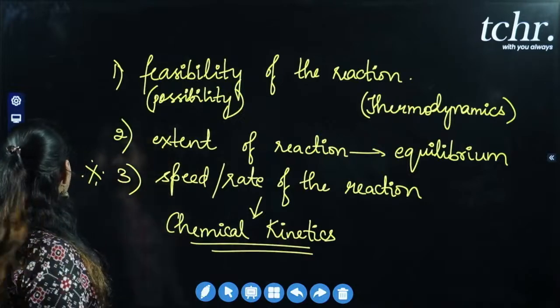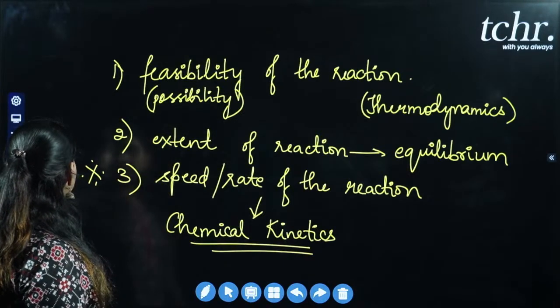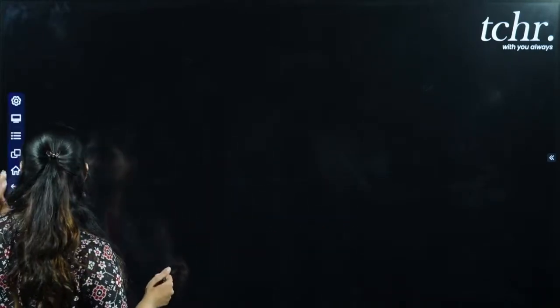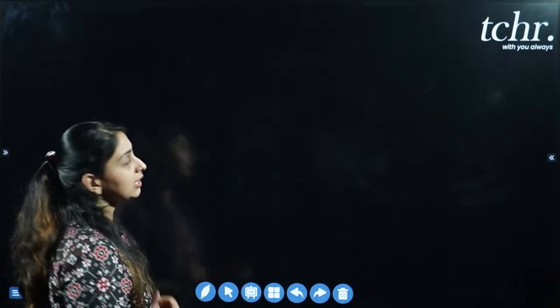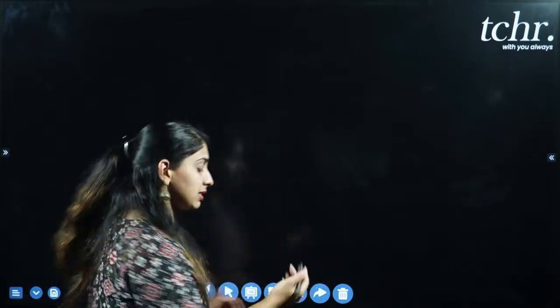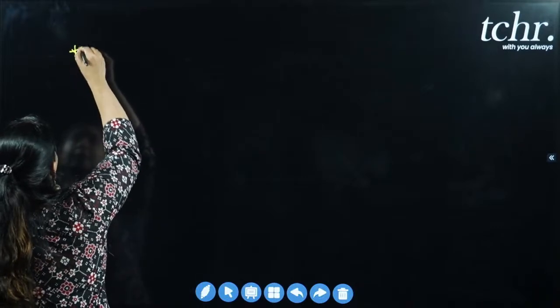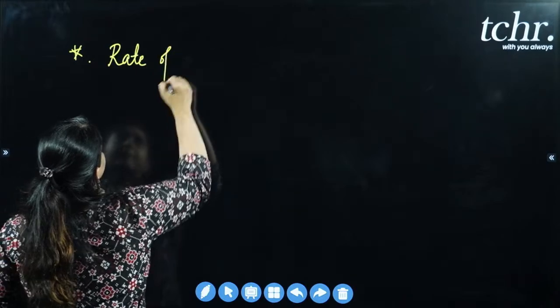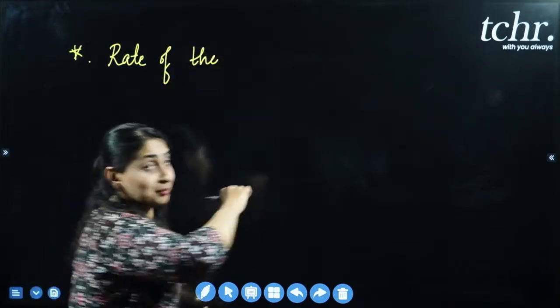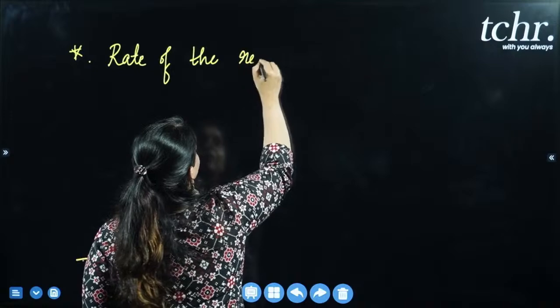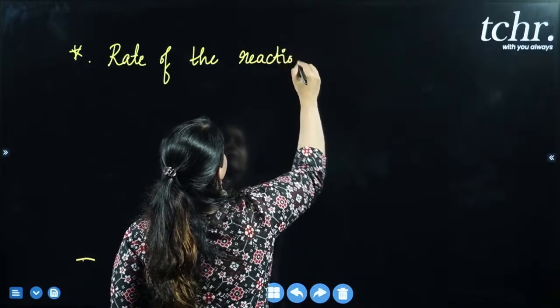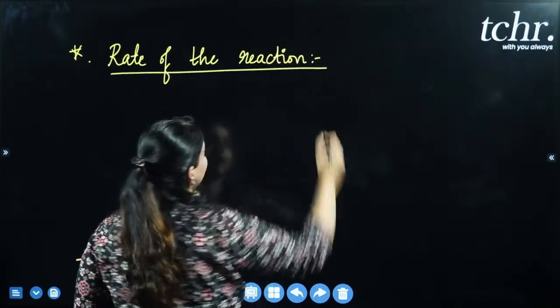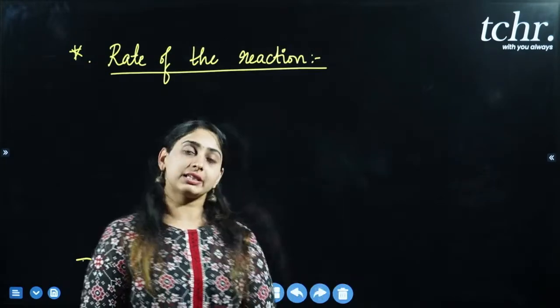So let me just jump directly into the first part of the chapter, that is the mathematical aspect of the chapter, right? Under the mathematical aspect of the chapter, we will discuss the first concept, something related to the rate of the reaction. I hope you are making a note of what I am writing on the board, right? So rate of the reaction. This is the first concept of mathematical application that we are going to discuss under this particular topic.